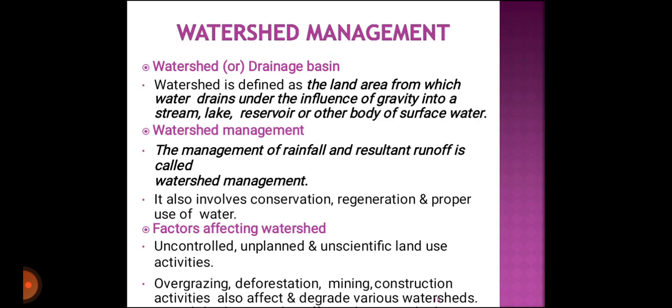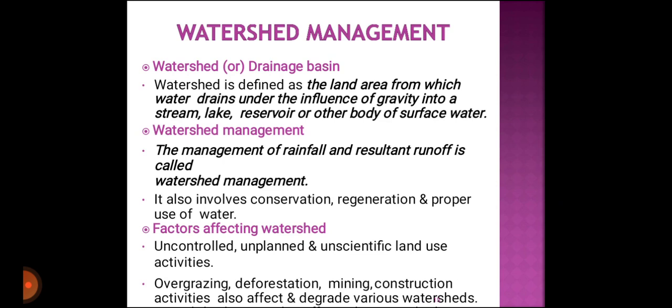Overgrazing means consuming the vegetation excessively without giving it a chance to regrow. That is called overgrazing. Deforestation means cutting of trees or removal of forest area without giving it a chance to regrow. That is called deforestation. Mining means the process of taking minerals from the earth, and this also disturbs the watershed management. Then construction activities like bridge construction, road construction, building construction, and industrial activities also affect the watershed. So these are some of the disturbing activities of watershed management.